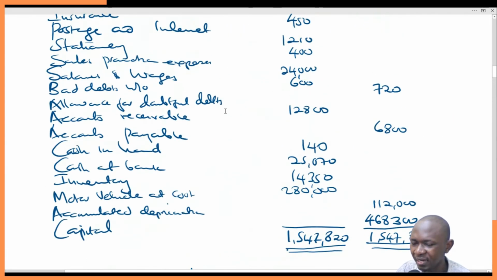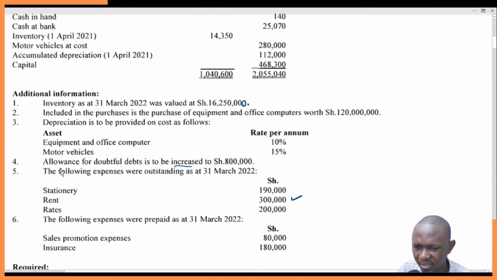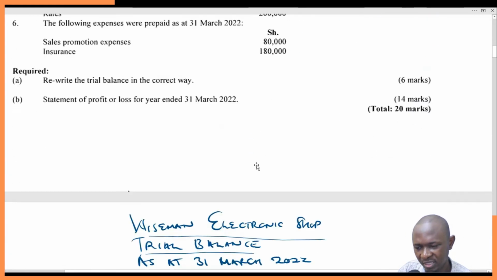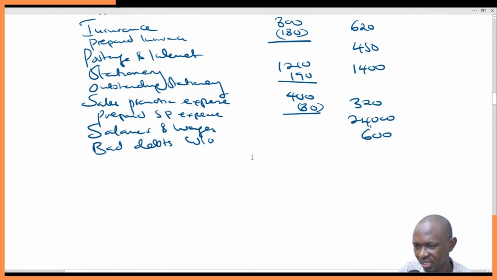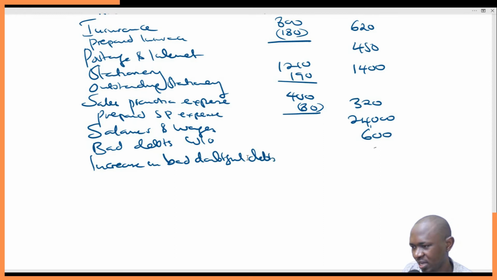Allowance for doubtful debts. Remember it was increased to 800. Yeah, it's here. Allowance for doubtful debts is to be increased to 800. So we had already charged 720. We are only interested in the increase. So it will be 800 minus 720, which is only 80. Forget about the zeros. So we'll only take the increase. Don't take the entire figure because the 720 had already been charged. So increase in bad and doubtful debts. How much is the figure? 80. You can just show 800 minus 720.